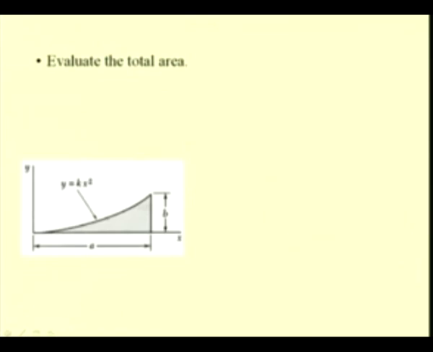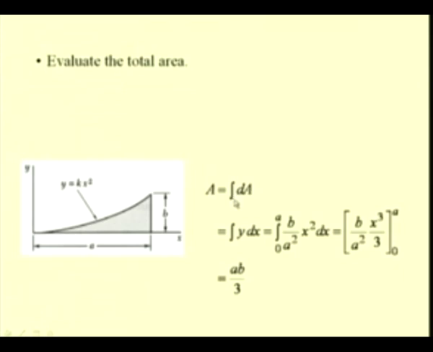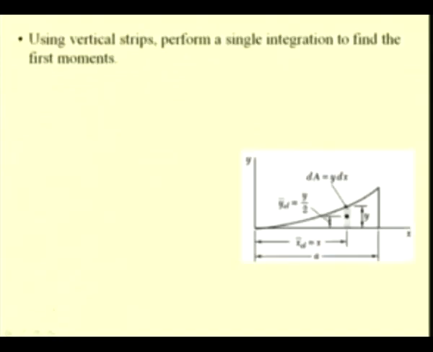Now, we find the total area. We have this differential element dA, which is considered as a thin vertical strip, and we integrate this between 0 to a, and we have the area as ab by 3. Now, in order to find these first moments, we consider this element which has the location of the centroid as y element, which is y by 2, and x element, which is nothing but x itself.